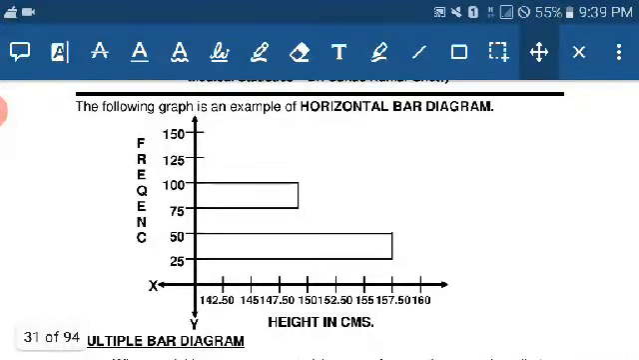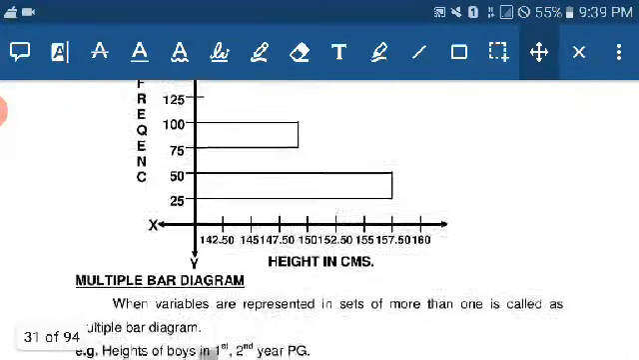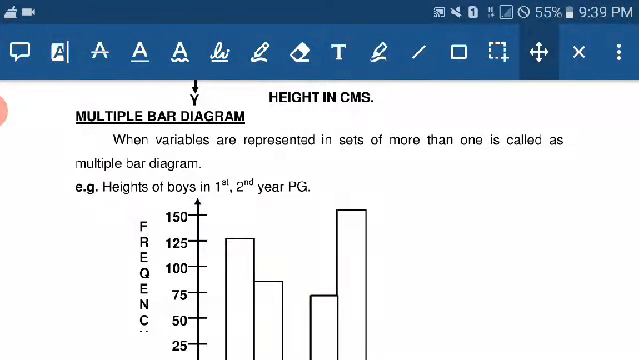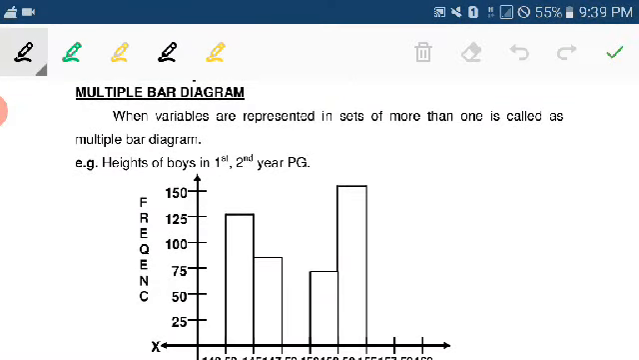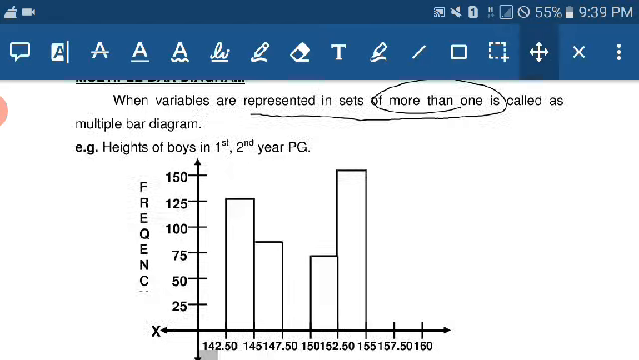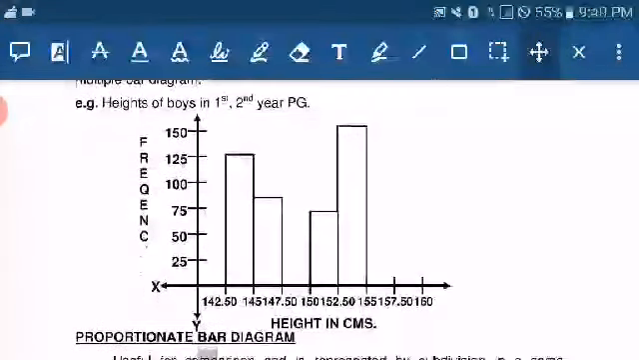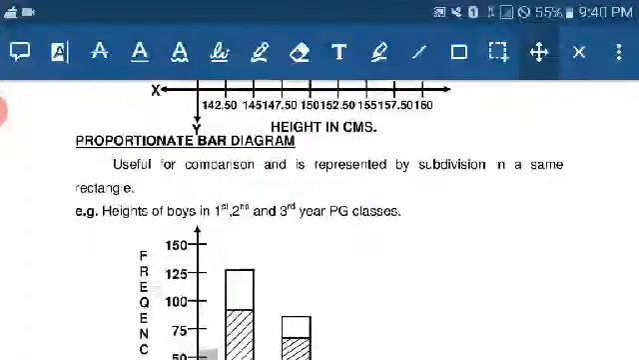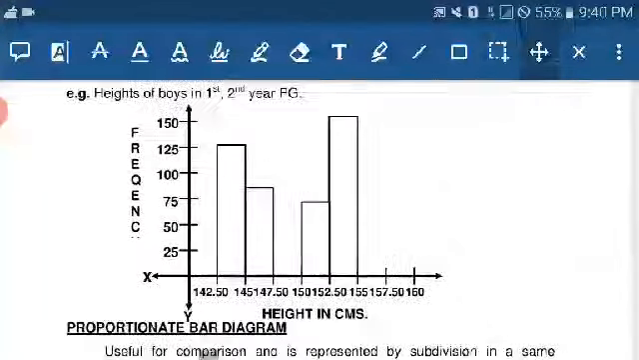Then these are the horizontal bar diagrams, and this one is a multiple bar diagram. When the variables are presented in a set of more than one, it is called a multiple bar diagram. Means the height of boys in first year and second year PG, there are more than one variable.